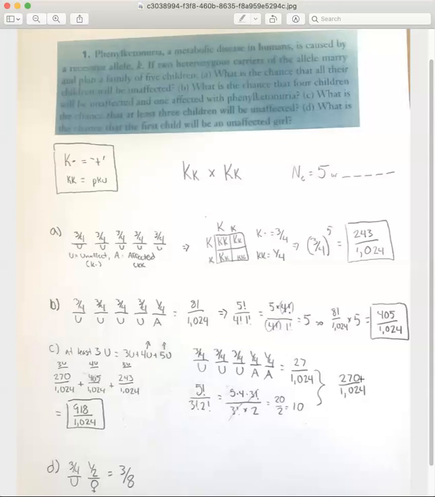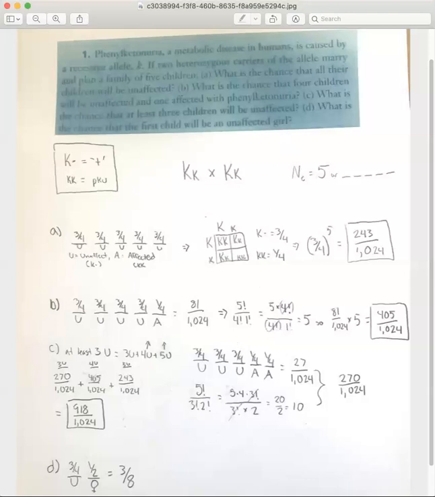So probability that 3 are affected, or 4 are affected, or 5 are affected, you add up each of those, and the total equals 918 over 1024. The last one is actually probably the easiest one, right? It asks you what is the chance of the first child being unaffected. So since these are independent events, you just have to worry about, okay, what is the probability of the first child being unaffected and a girl?